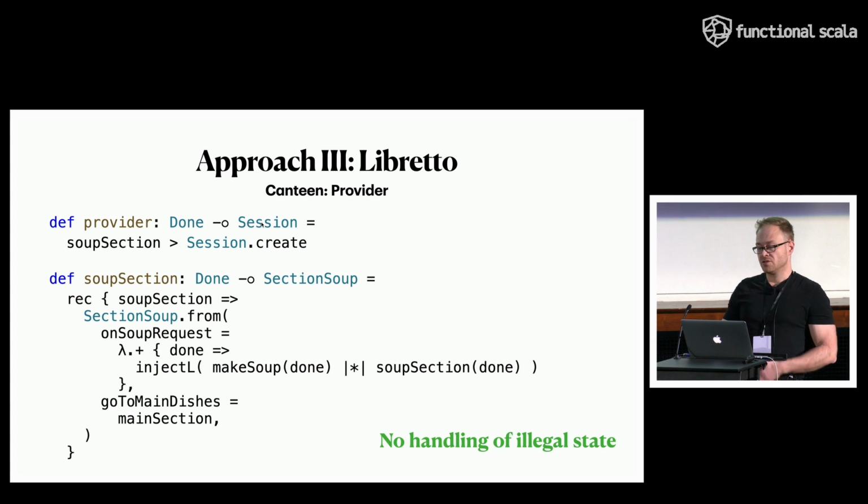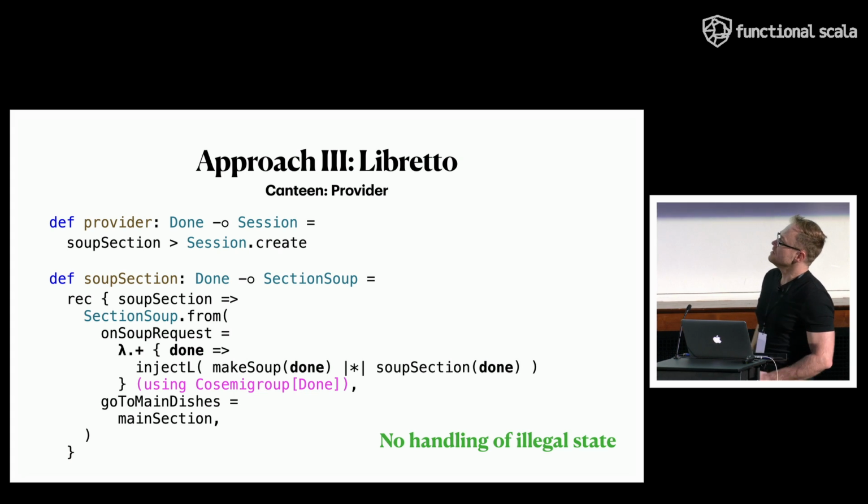To provide a session, it suffices to provide section soup and wrap it as a session. And to provide section soup, we use our helper function from before and give it blueprints for both possible customer choices. If the customer asks for soup, this provider always responds with success and makes a new soup and calls itself recursively so that the customer stays in section soup.